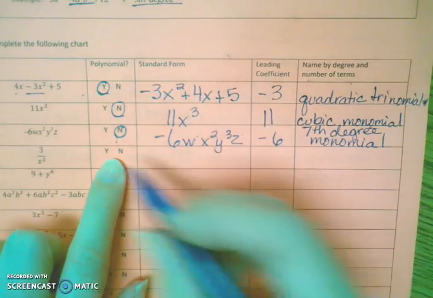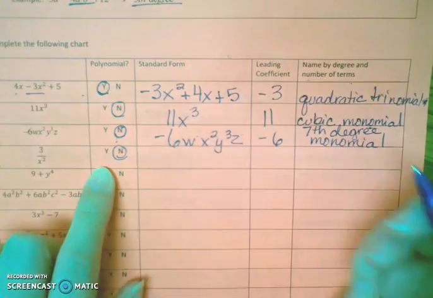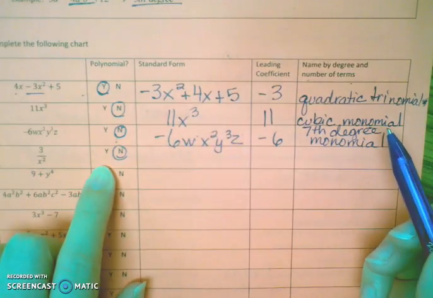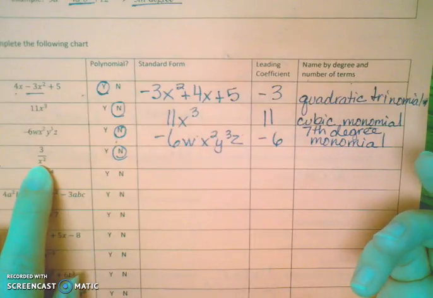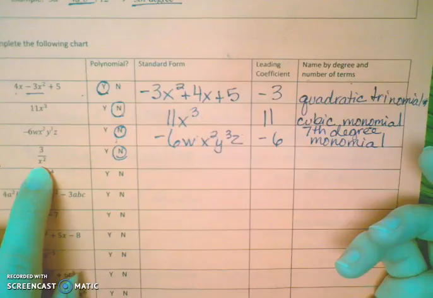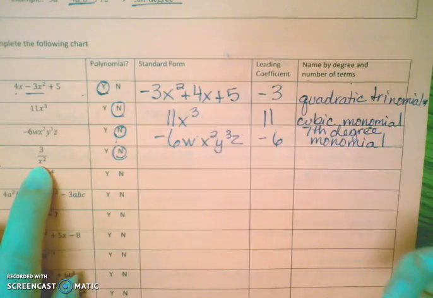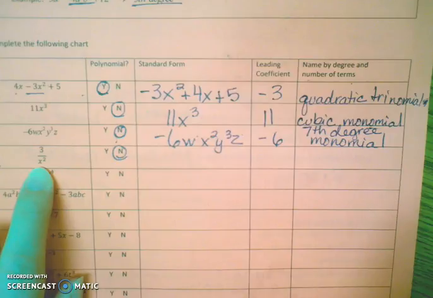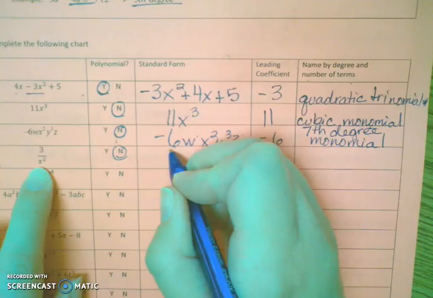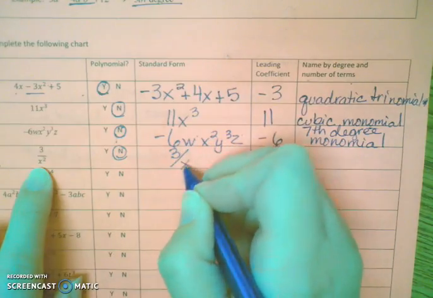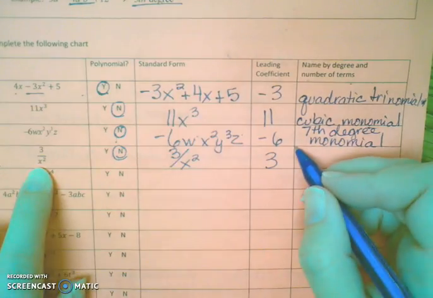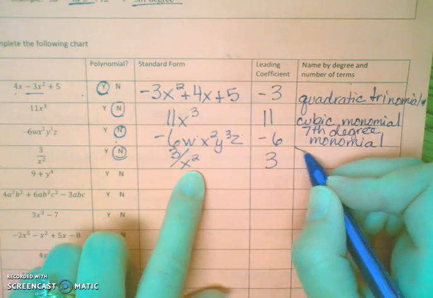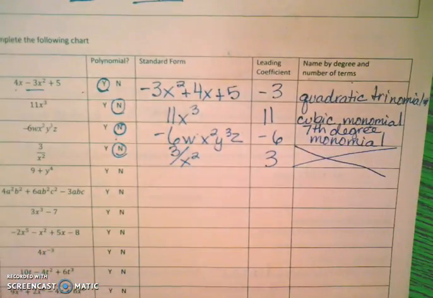Okay, so this guy right here is not a polynomial at all. It's not even really a monomial because we're dividing by x squared. Or another way to think about it is it's got a negative exponent on there, and if it's got a negative exponent, it's not a polynomial or a monomial, we're not really classifying it. So we would just say its standard form looks like that, and its leading coefficient is that, and its degree would be like -2, so we're not classifying that.